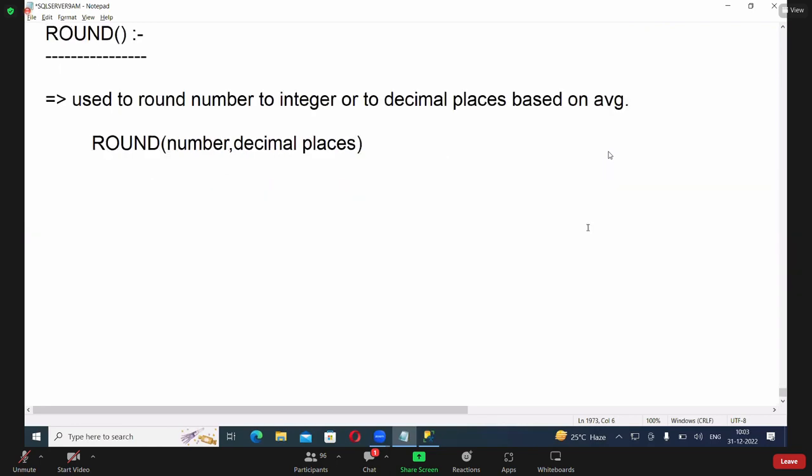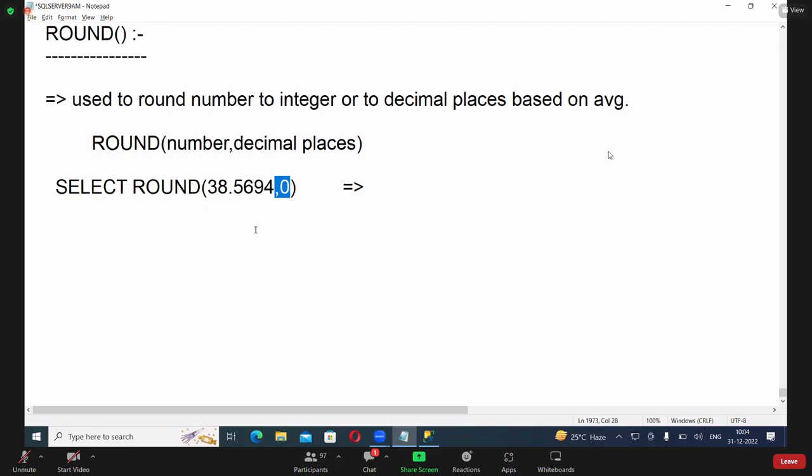Now, for example, just see, select round of 38 point 5694 something, comma 0. 0 decimals means the number is rounded to integer. Okay? Then 0 means 0 decimals. The number is rounded to integer.